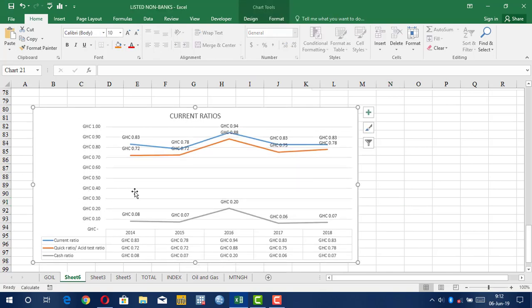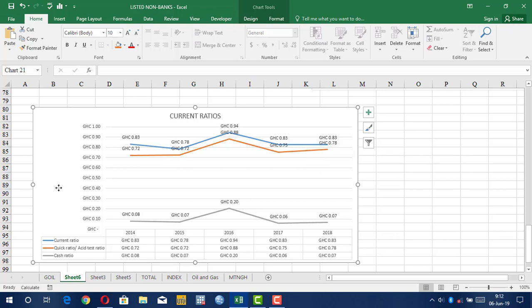So as we can see from the chart, we can tell that in 2014 their current ratio was 83 pesos, and in 2015 it decreased to 78 pesos. In 2016 it increased to 94 pesos. In 2017 it fell back to 83 pesos, and in 2018 it maintained the position, it remained constant, 83 pesos. So as we can see here, the blue line comes down, goes up, and then has remained constant over the two periods.